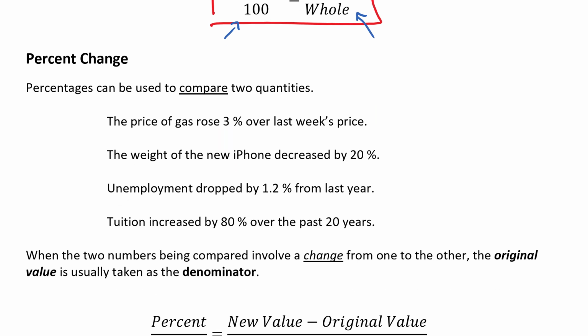Let's look at our first one, percent change. With this, we can compare two quantities together. So we can say the price of gas rose 3% over last week's price, the weight of the new iPhone decreased by 20%, unemployment dropped by 1.2%, or tuition has increased 80% over the past 20 years. So in all these situations, we're comparing one quantity to a quantity at a different time. Percent change is a way to represent a change over time.